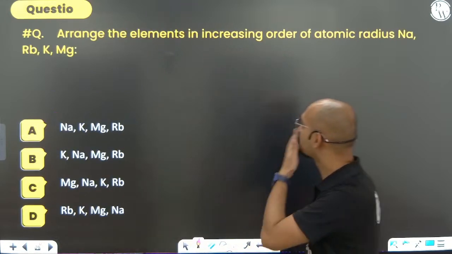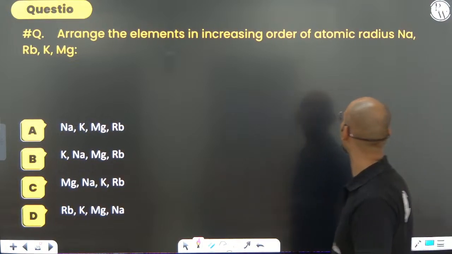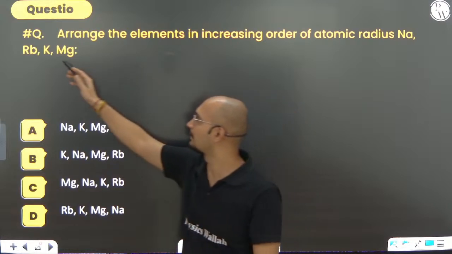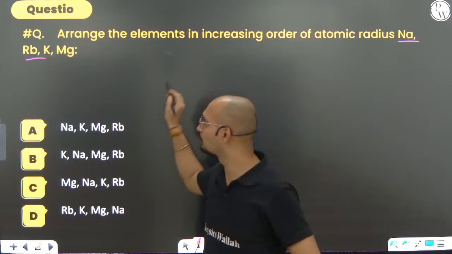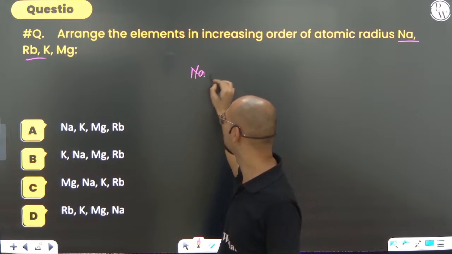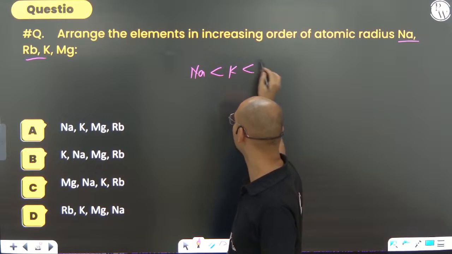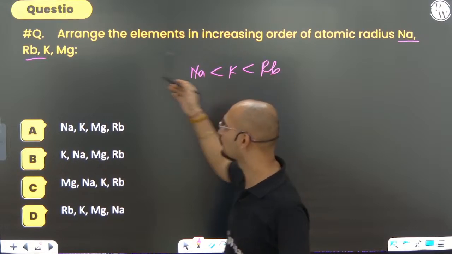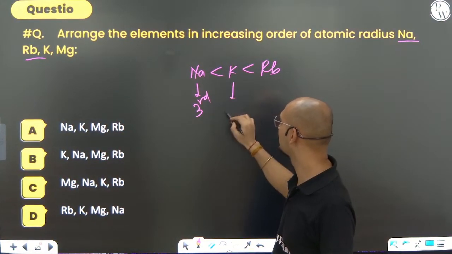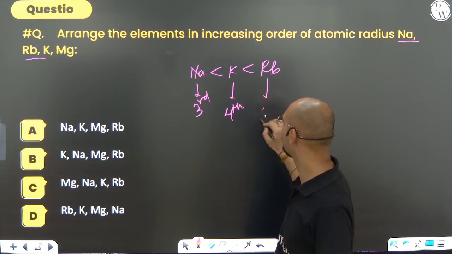Next, arrange the elements in increasing order of their atomic radius. Sodium, potassium, rubidium. Can you see that sodium, potassium, rubidium, all of them are from the alkali metals? So what we can see, as we go down, the size will be bigger. So sodium will be less than potassium, and potassium will be less than rubidium. I hope you all understand. The reason is that sodium is from the 3rd period, potassium is from the 4th period, and rubidium is from the 5th period.